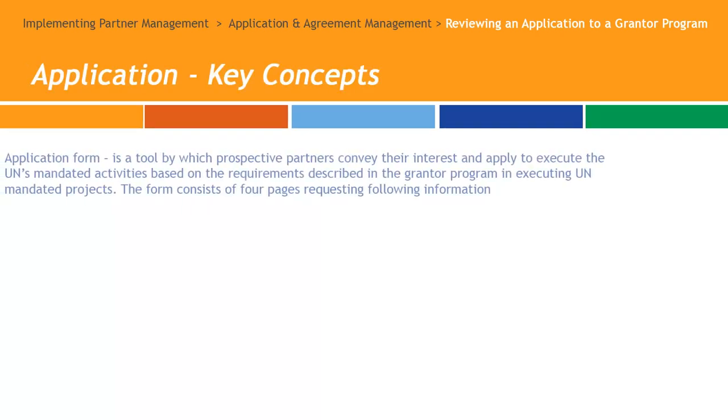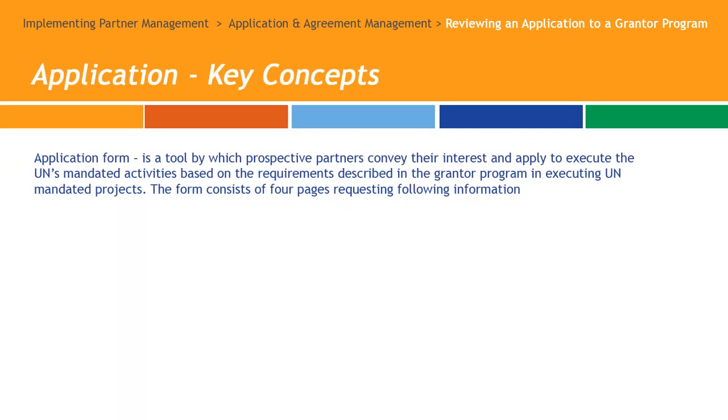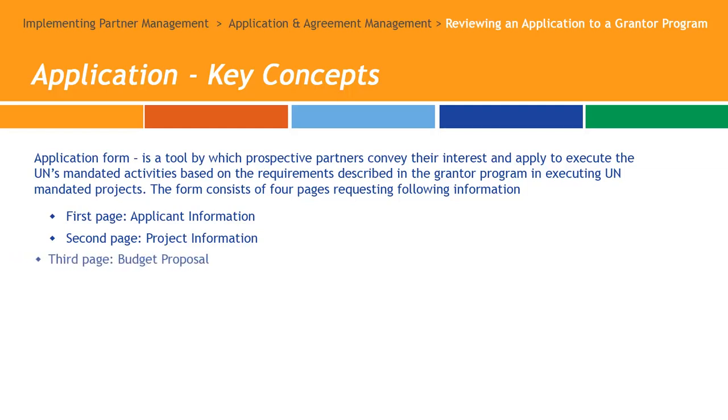The application form is a tool by which prospective partners convey their interest and apply to execute the United Nations mandated activities based on the requirements described in the grantor program in executing United Nations mandated projects. The form consists of 4 pages requesting following information. First page, applicant information. Second page, project information. Third page, budget proposal. Fourth page, checklist, certification and signatures.